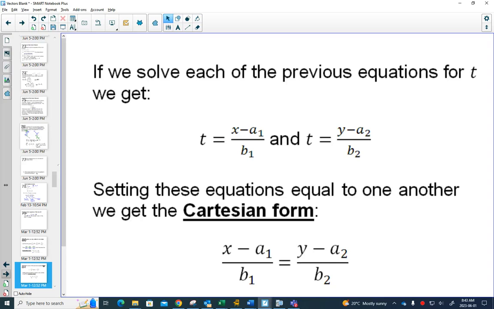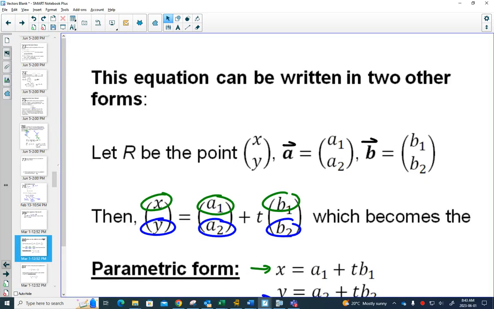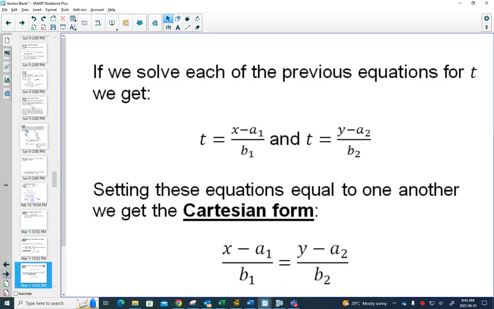If you solve for the t, in other words, in the parametric form, it would not be hard to manipulate it to get t by itself. If you solve for the t in both of those equations, then you could use substitution to make both of those equations the same, and this would give you the Cartesian form. Cartesian form is what you did in grade 10.